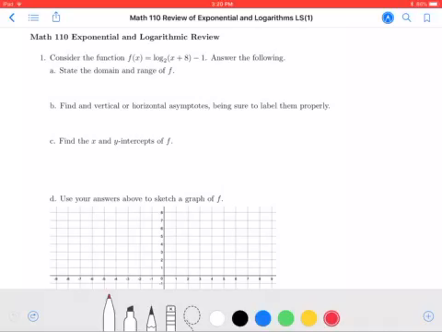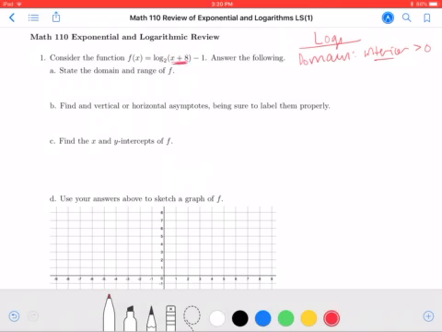This is for remembering some basic information about domain and range of log functions. So for logs, remember for the domain that the interior has to be positive, greater than 0. By interior, I mean what's in the parentheses, the value we're taking the log of.